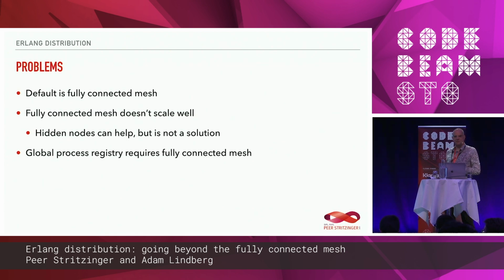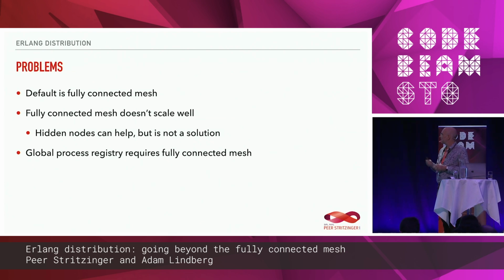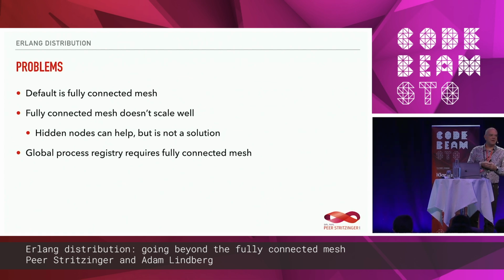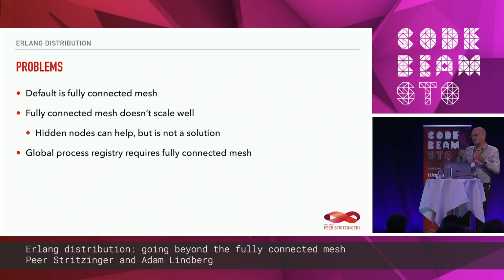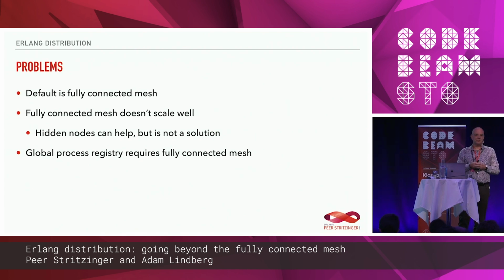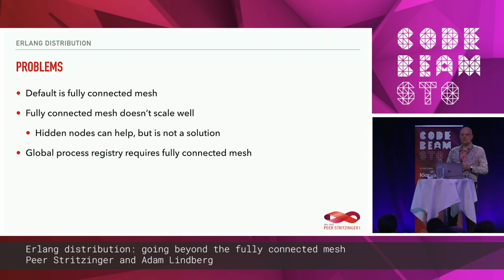So why does it need fixing? It has the following problems. The default is a fully connected mesh. It doesn't scale because fully connected meshes don't scale well. You have n-square connections that flood at some point. It overflows. There are workarounds, but those are only workarounds, and some parts which run on the Erlang VM actually expect the fully connected mesh, like the global process registry. So this needs to be touched too eventually.